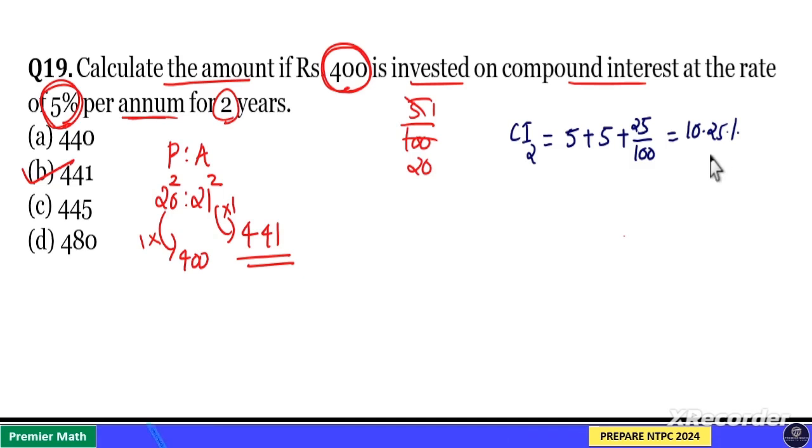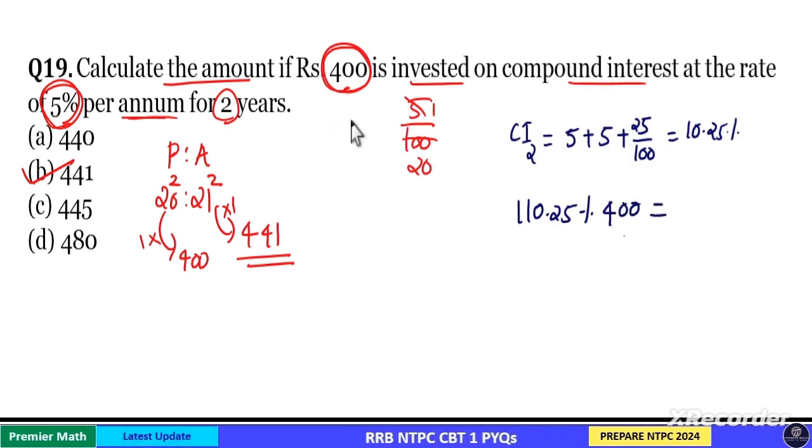Which means amount is 110.25%. So 110.25% of 400, where principal is 400. 110.25% is the amount generated in 2 years at the rate of 5% per annum. Here percentage and 00 cancel. 110.25 into 4 means 4 into 110 is 440. 4 into 0.25 is 1. So amount is equal to 441 rupees.